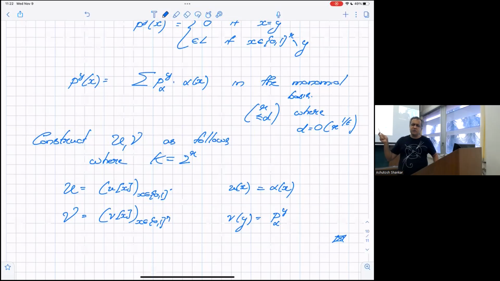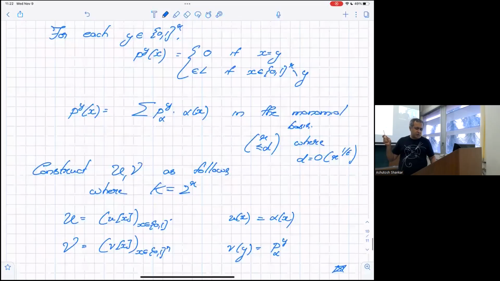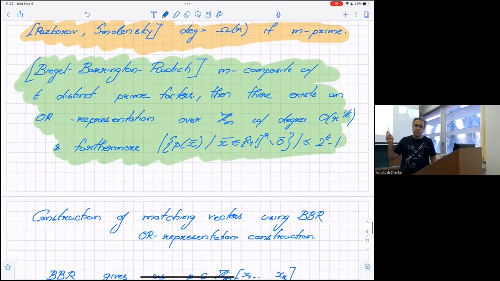So the OR construction is also very simple. The BBR construction just uses the Chinese remainder theorem and such. So I will post lecture notes. I have lecture notes from when I taught this course previously. It's LaTeX lecture notes. I'll post that on the web page, which will have even the proof of this for the special case when m is 6.